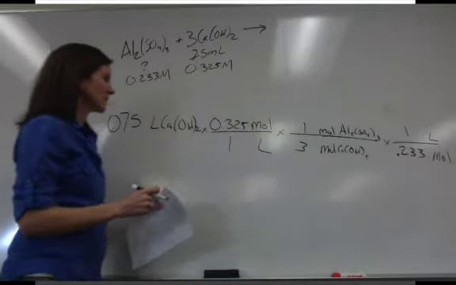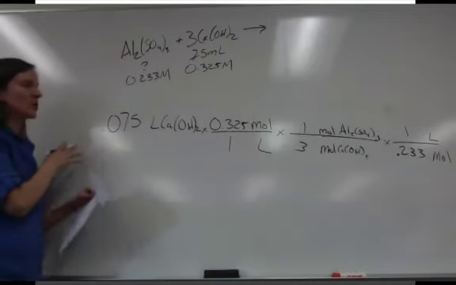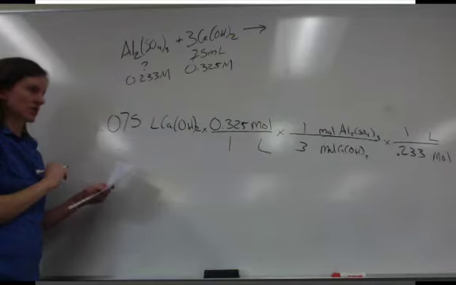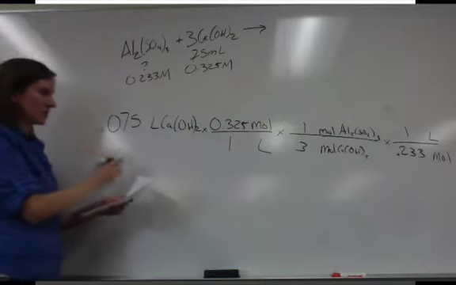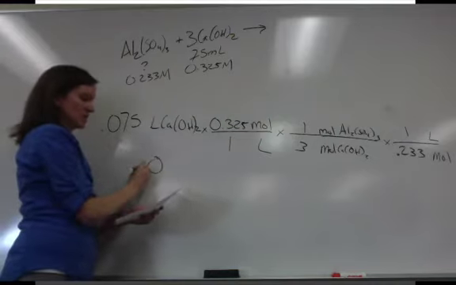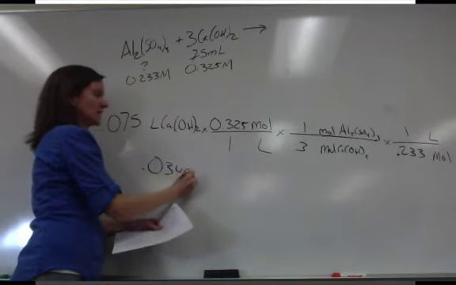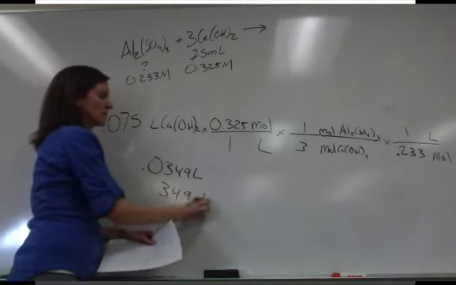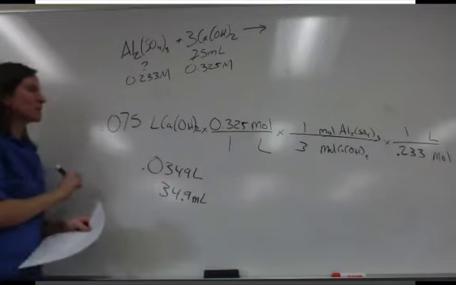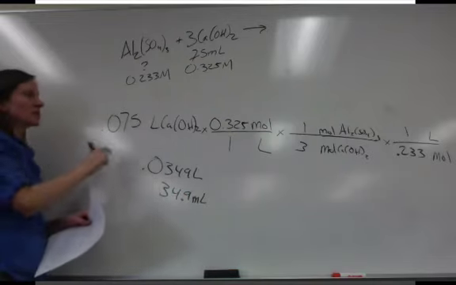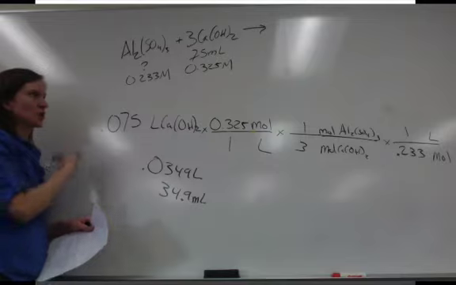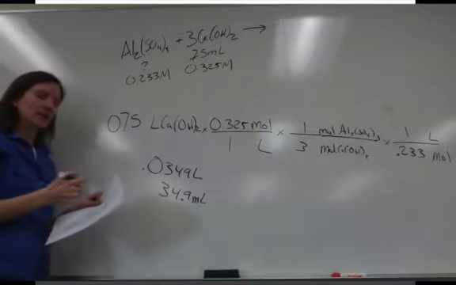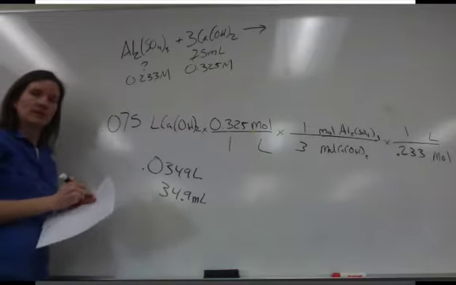It's still a 3-step stoichiometry problem, similar to what we're used to. It's just that we're using concentration instead of molar mass. So multiply this out, and you should get 0.0349 liters, or 34.9 milliliters. So I need 34.9 milliliters of this solution to react with 75 mL of this solution so that they totally react together and there are no amounts left over.